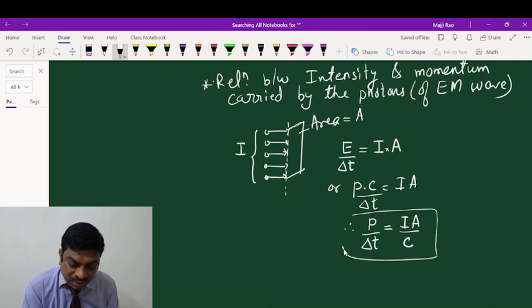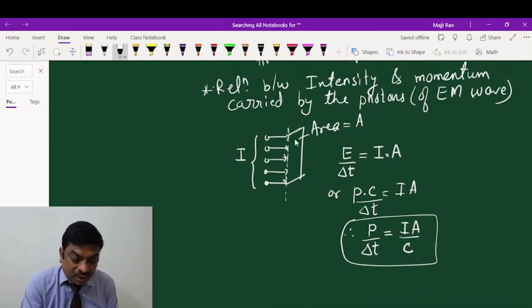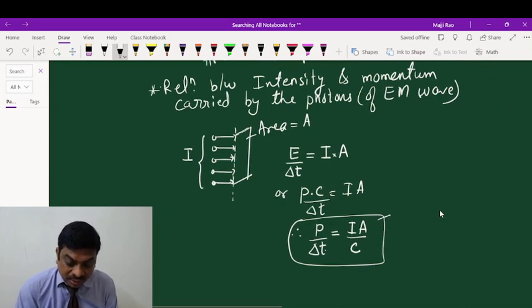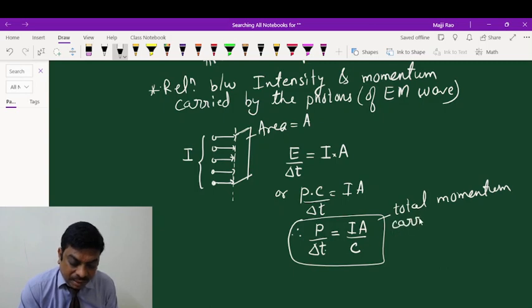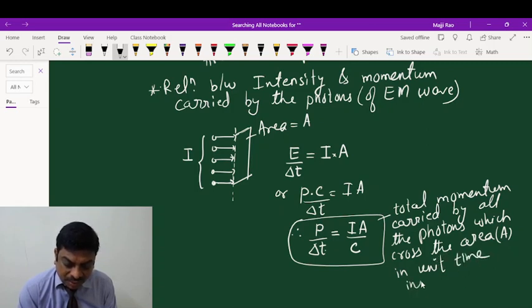So this formula you have to memorize, students. This is the momentum carried by the electromagnetic wave, that is photons, per unit time, by all the photons crossing per unit time interval across this area, this I A by C. This is the total momentum carried by all the photons which cross the area A in unit time interval, that is per second.